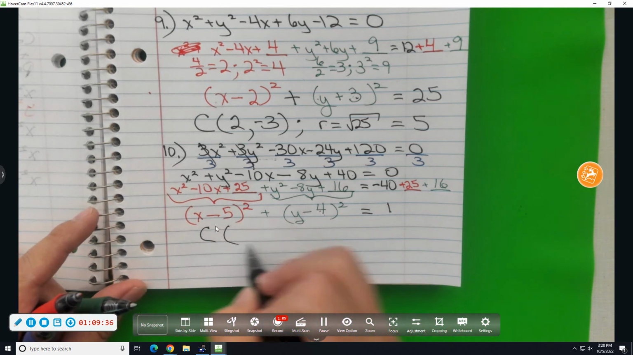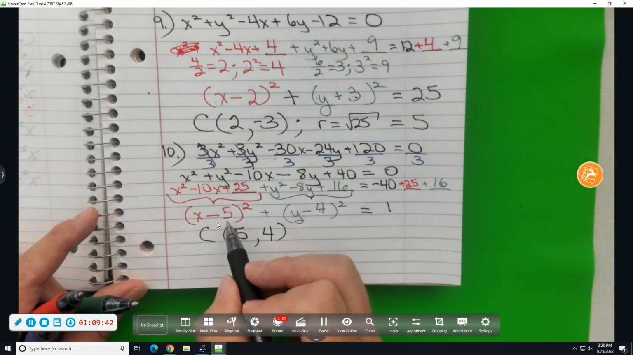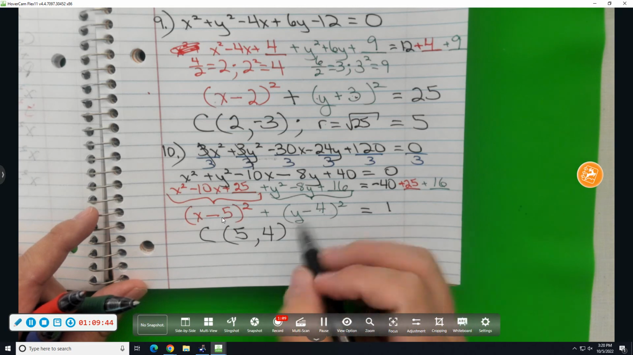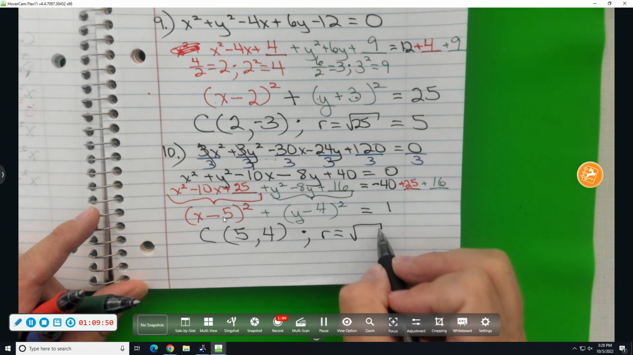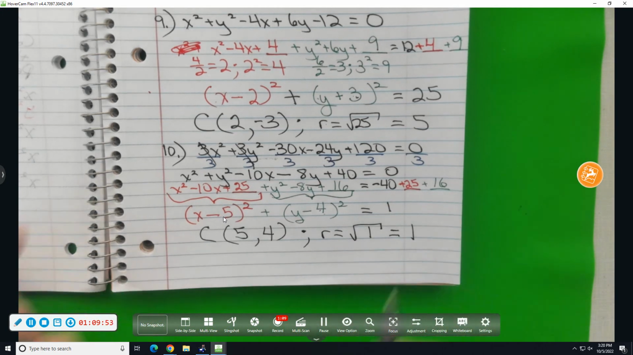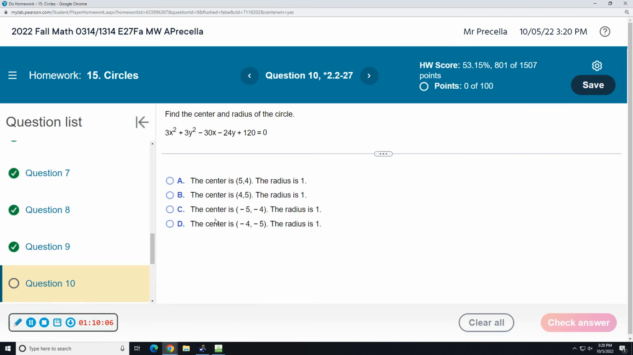What's the center? I heard 5 and 4. Remember, change sign. Radius, you take the square root, which is, okay. Change the sign, take the square root. Oh, it's multiple choice. Which one is it? Center of 5, 4 and a radius of 1.